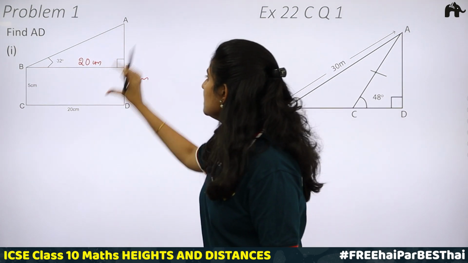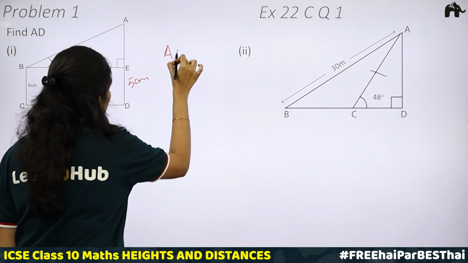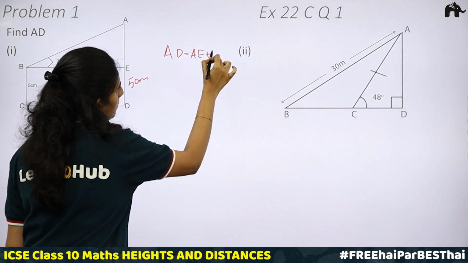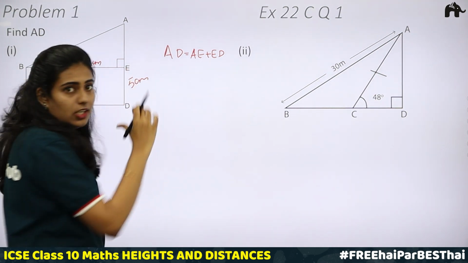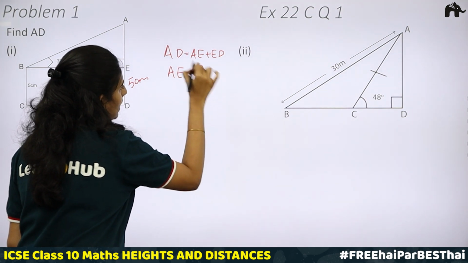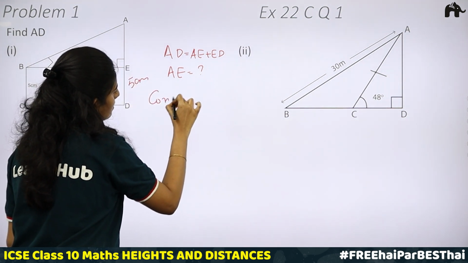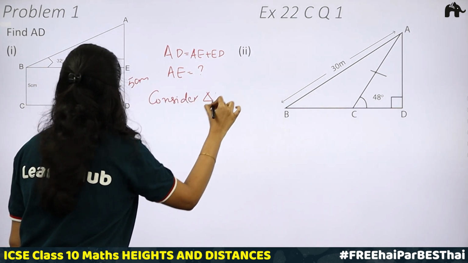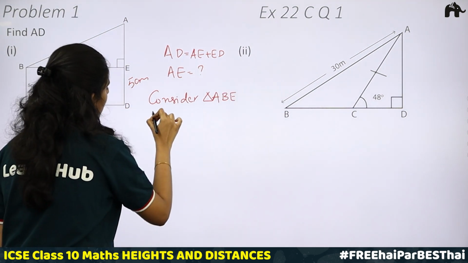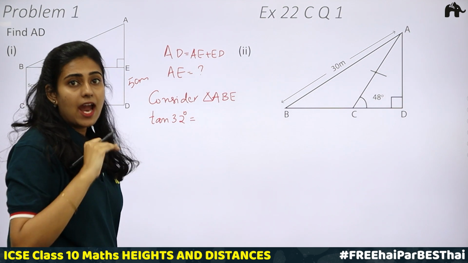How to find AD? AD is equal to AE plus ED. ED we already know it is 5 centimeter. We just need to find AE. How to find AE now? When you consider the right triangle ABE, in right triangle ABE, we have tan 32 degree is equal to opposite side by adjacent side.